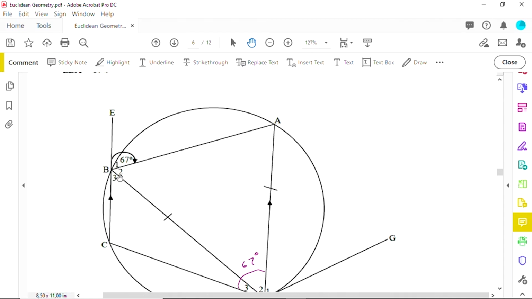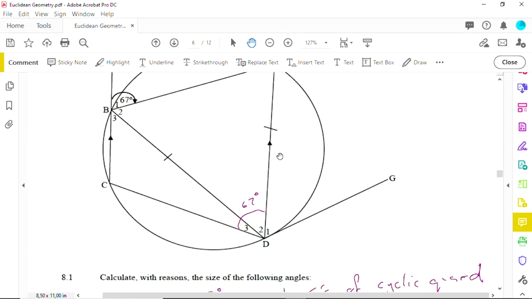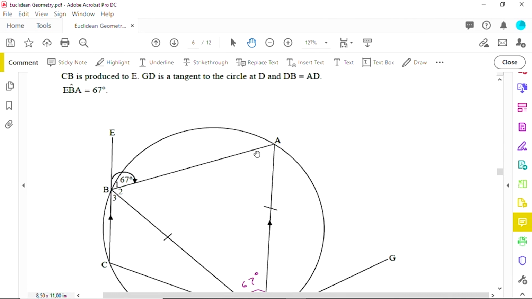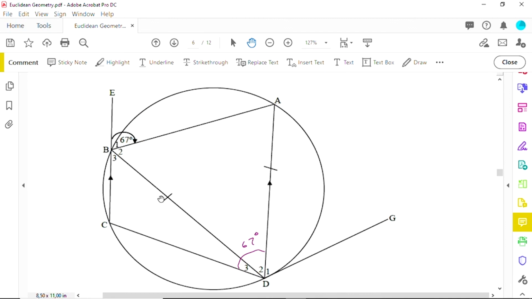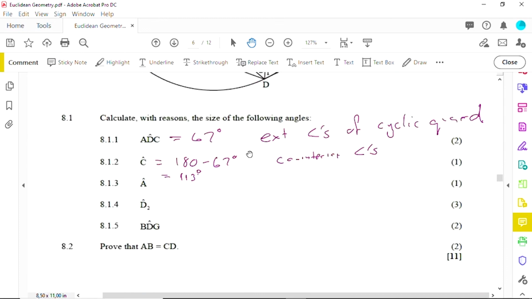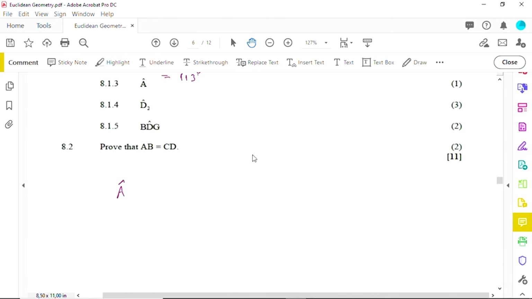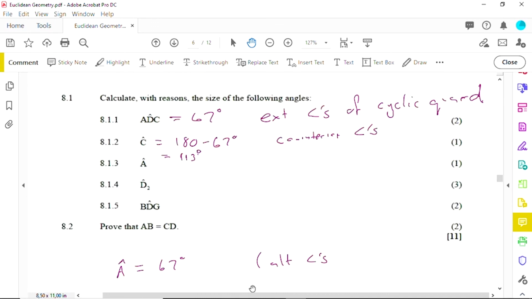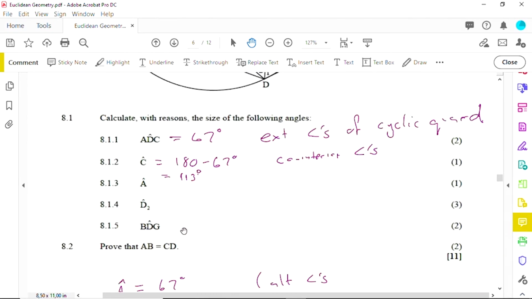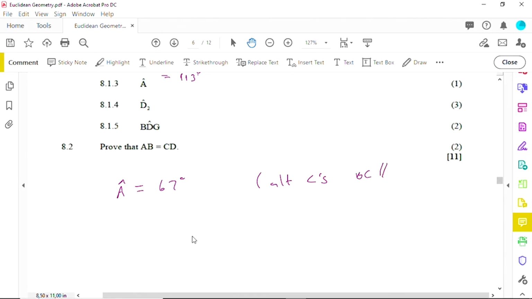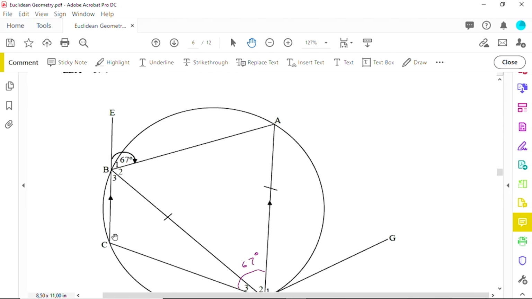Or you can just say EC and AC are parallel. These two are parallel, and this must be alternating angles. Since they are alternating angles, this must be equal to 67 degrees. So you can either use supplementary angles or alternating angles. So A is equal to 67 degrees, the reason being it's alternating angles if we are using these two parallel lines, BC parallel to AD. Or you can use supplementary angles.